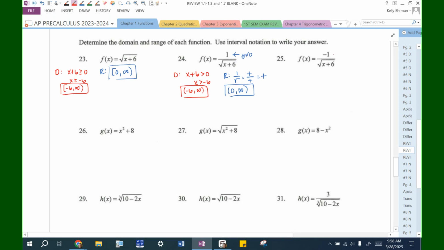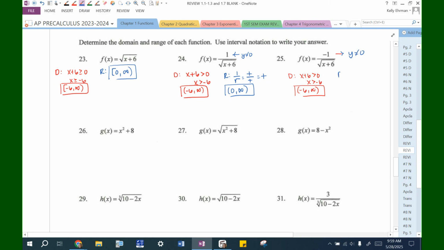25 is almost the same thing. I just put a negative 1 on the top. So the domain is still the same. It would still be x plus 6 needs to stay greater than 0, x greater than negative 6, so negative 6 to infinity. There's no difference for the domain between 24 and 25. Slight difference for the range. It's still true that y cannot equal 0.